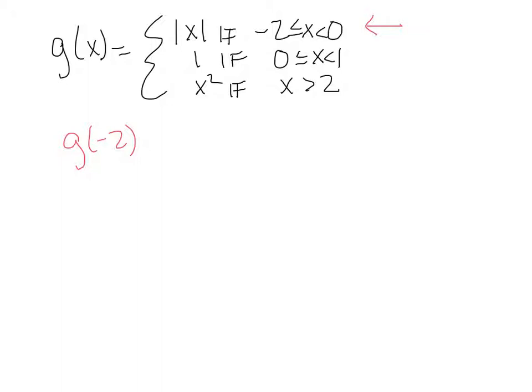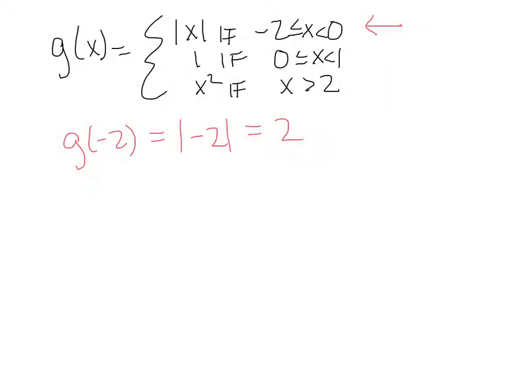So g of negative 2 means we use that absolute value. So we have to find the absolute value of negative 2. Remember, absolute value is just like magnitude, and so we're actually finding how far is negative 2 from 0. So the absolute value of negative 2 is just 2. So there we have it. g of negative 2 is 2. If we had a graph of this, we would see that point, negative 2, 2.